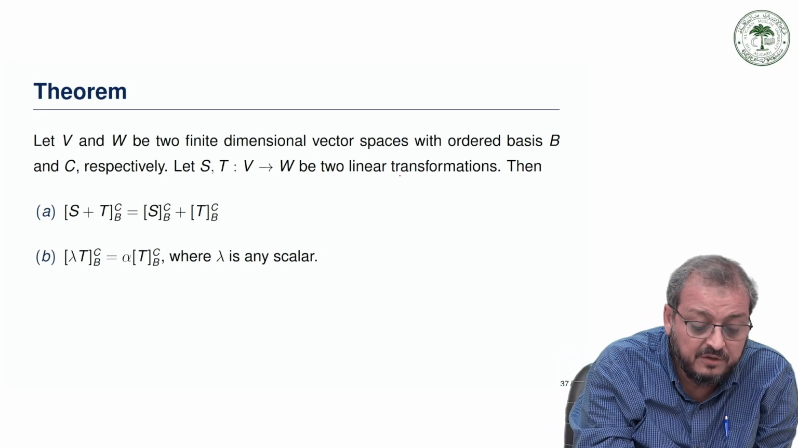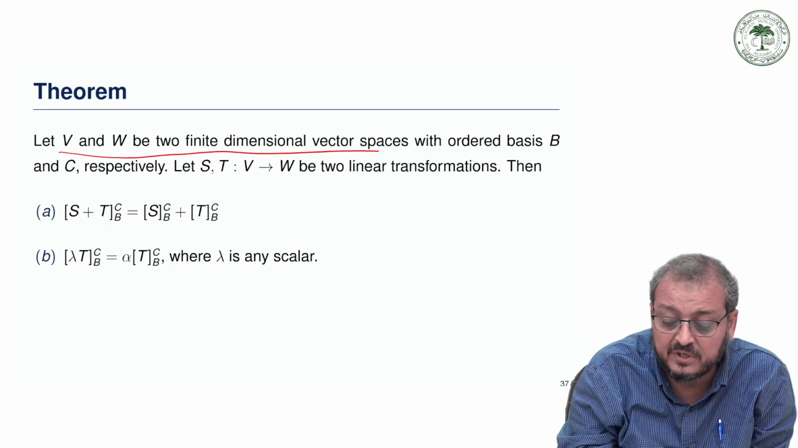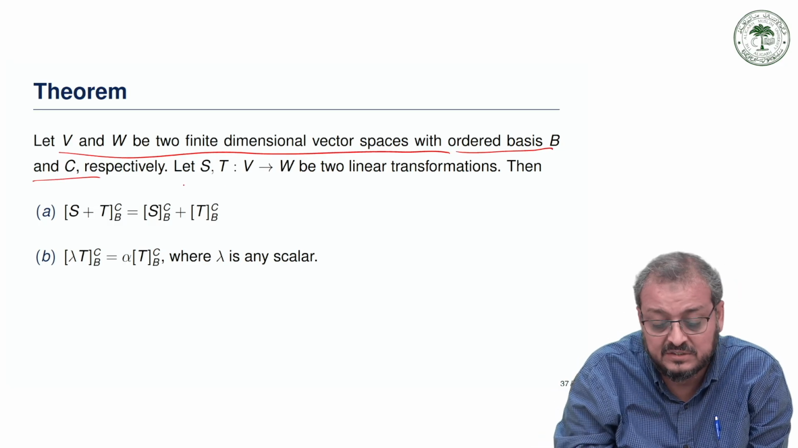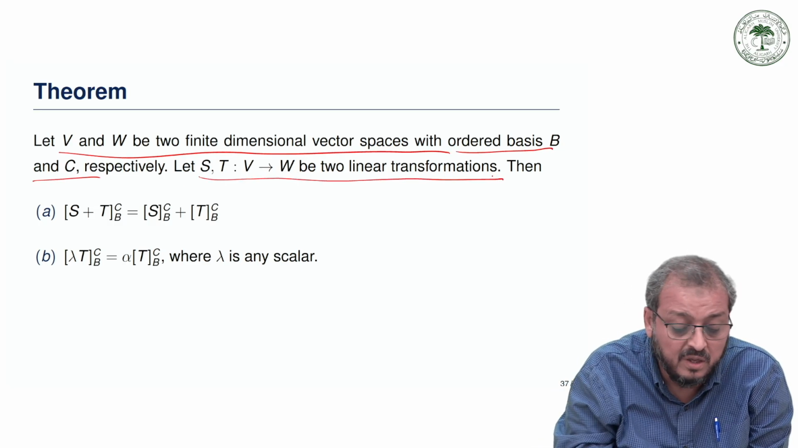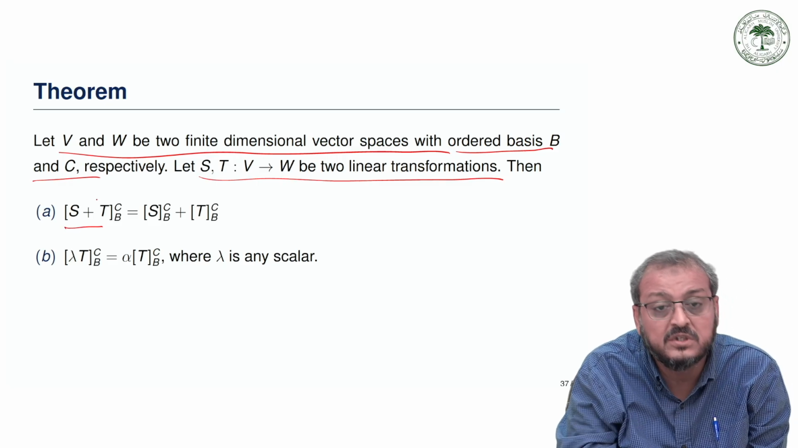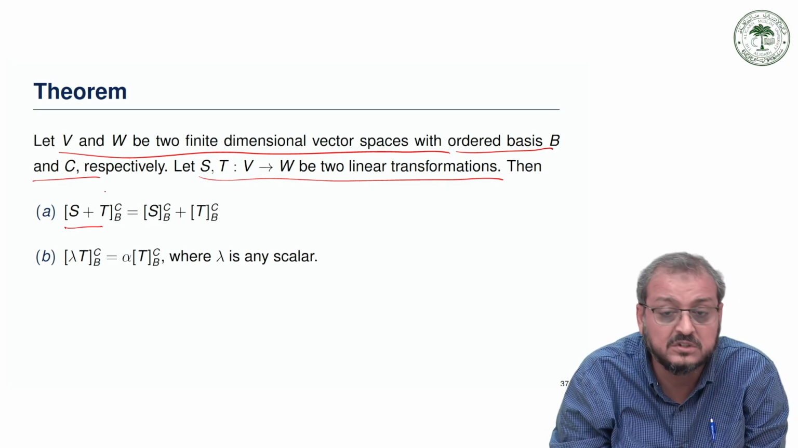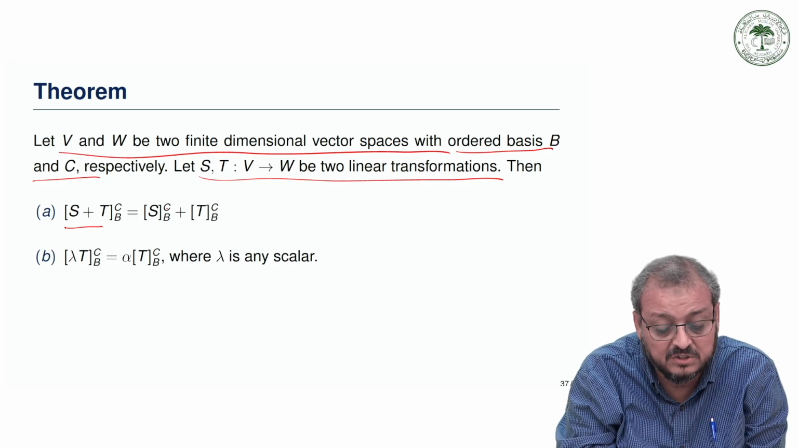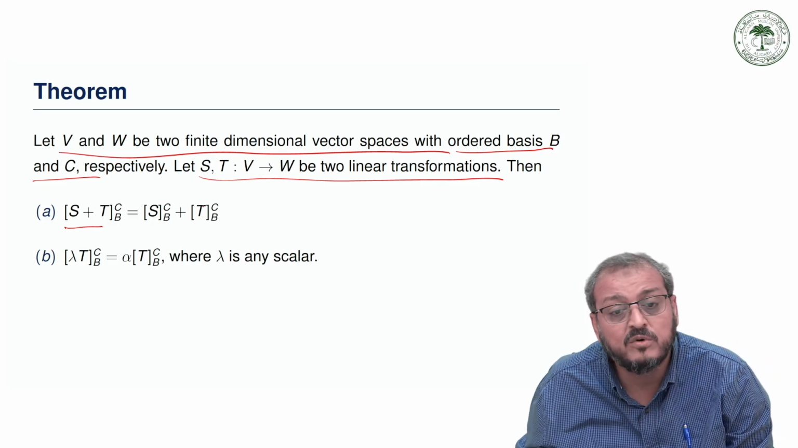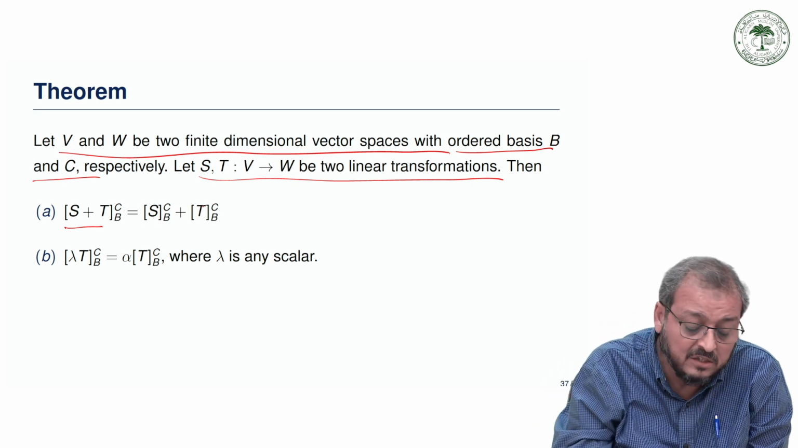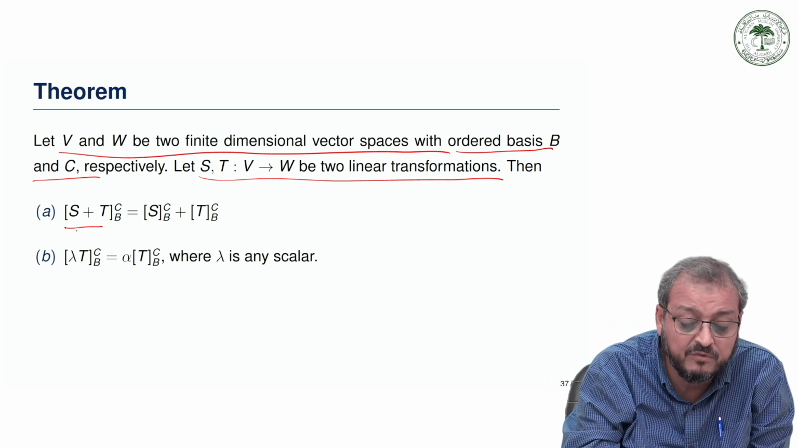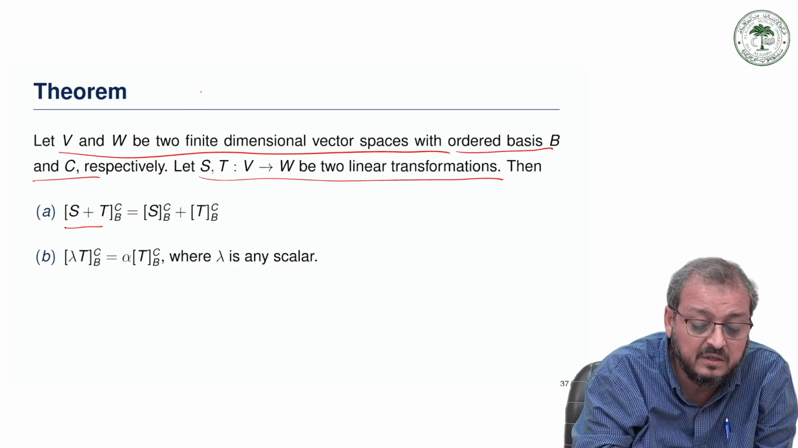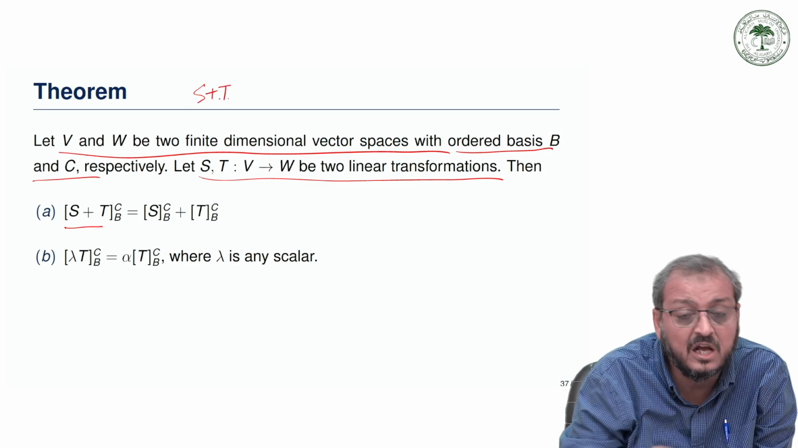Let V and W be two finite dimensional vector spaces with ordered bases B and C respectively, and S and T be two linear transformations. Then the matrix representation of S plus T corresponding to the bases B and C is the same as that of S corresponding to the bases B and C, plus that of T corresponding to the bases B and C. We know that if S and T are two linear transformations, then S plus T is also linear.